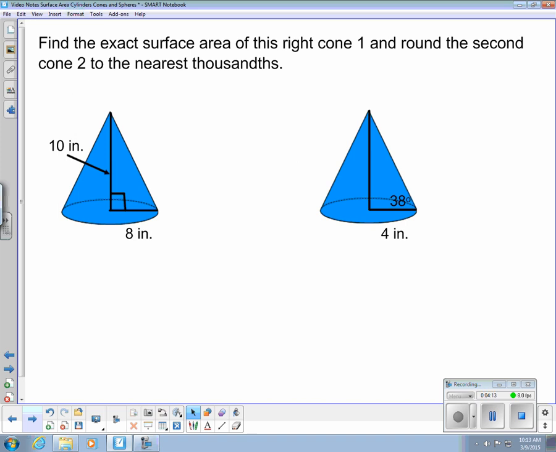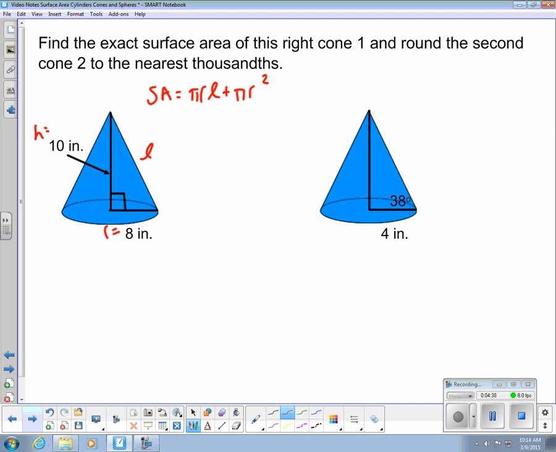For a cone, the surface area formula is pi rl plus pi r squared. For this one, the first should be an exact answer, and the one you're going to do is going to be rounded to the nearest thousandth. So let's check here. I've got my radius. This is my height, which I don't need. I need my slant height.